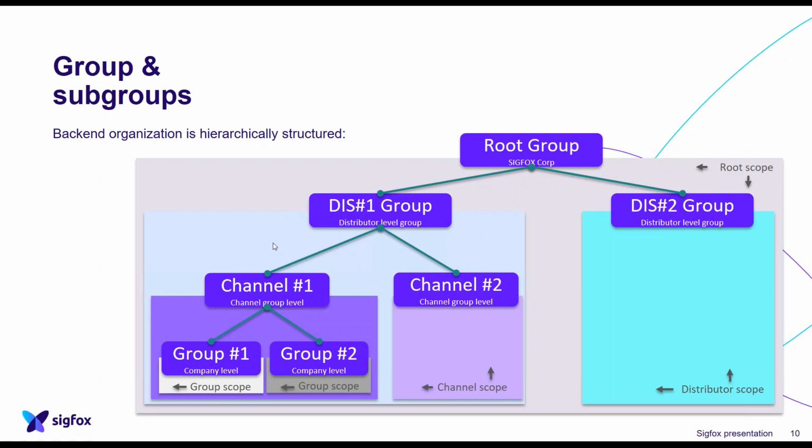Each user is considered as a channel, a customer, and this customer can have his own organization inside its own group. For example, on the root group, we'll find Sigfox Corp. Then on the distributor group, you might find Sigfox Germany, and under Sigfox Germany, you might find different customers like Deutsche Telekom or so on. Each of those customers can have their own groups with, for example, HR, integration, production, and so on.